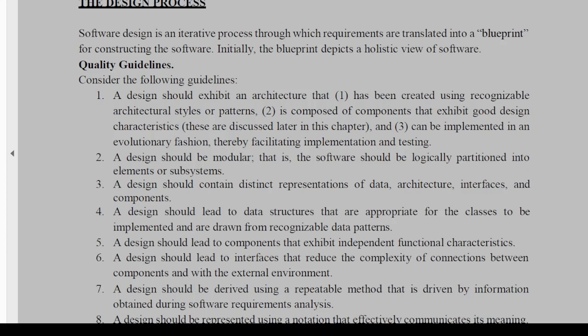And the third guideline is a design should contain distinct representation of data, architecture, interface, and component. And a design should lead to data structures that are appropriate for the classes to be implemented and are drawn from recognizable data patterns. And also it should lead to components that exhibit independent functional characteristics and lead to interfaces that reduce the complexity of connection between components and with the external environment. And a design should be derived using a repeatable method that is driven by information obtained during software requirement analysis.